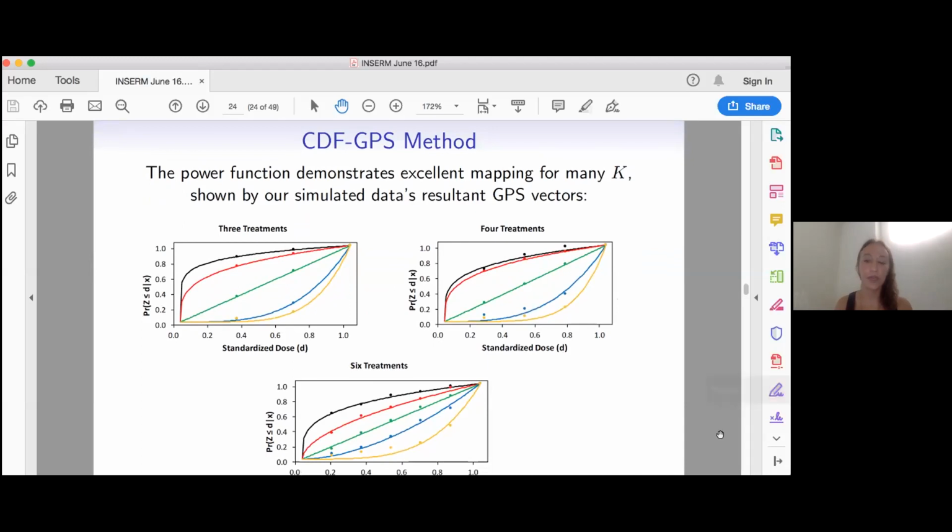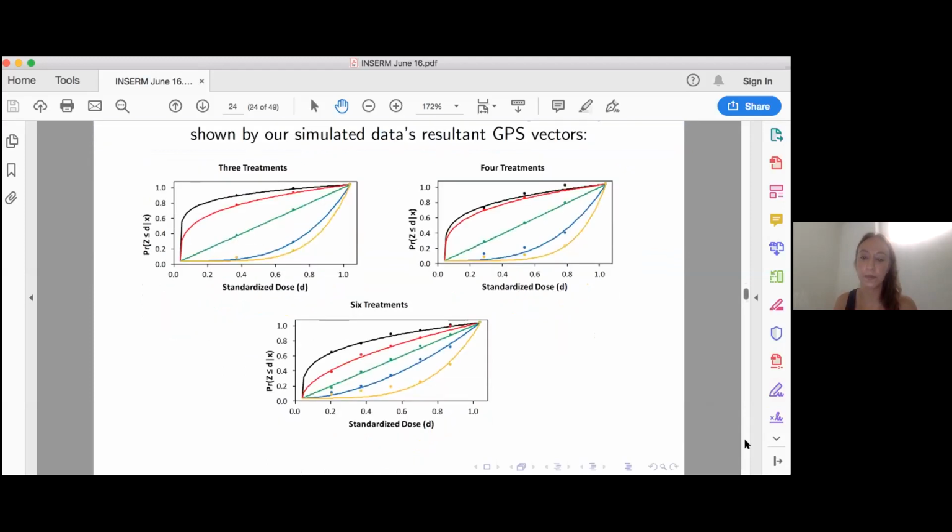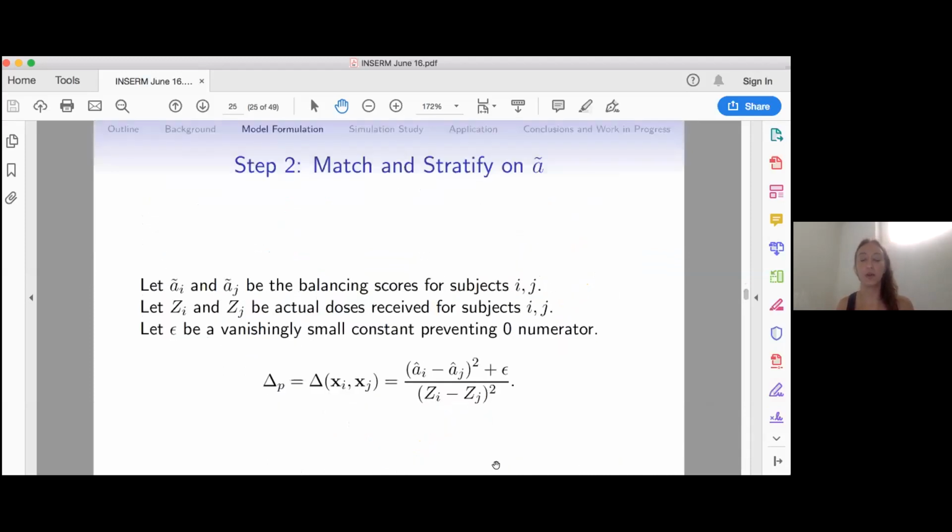So we think we have shown, at least by simulation, we get incredibly accurate modeling of this using the power function. So now all I have is what I'll call a balancing score, though I have not yet proved it, A tilde. So this is like my p hat from the binary logistic regression, right?